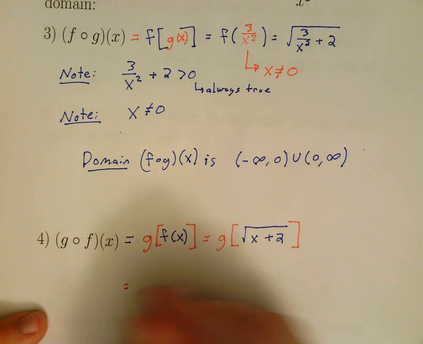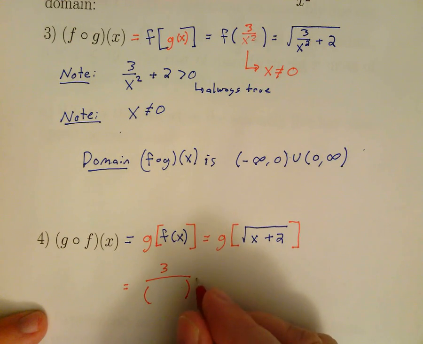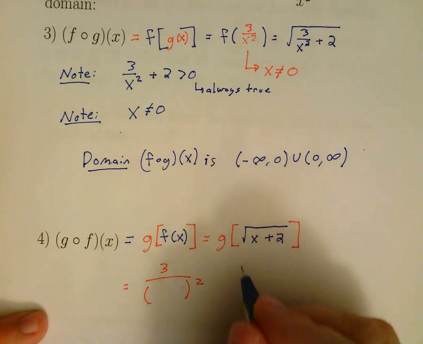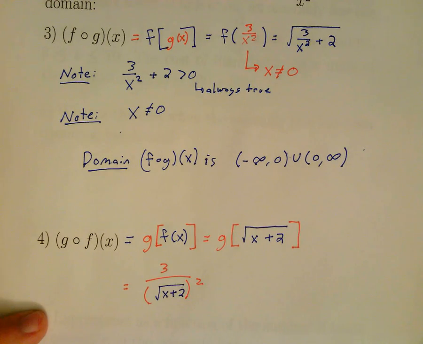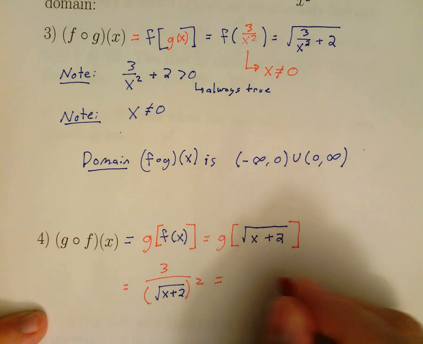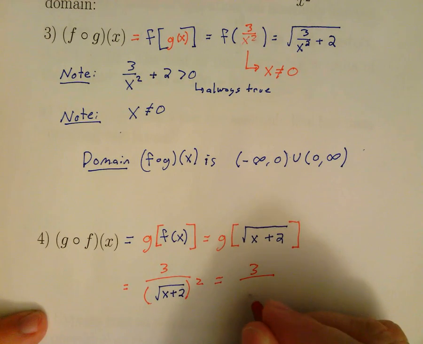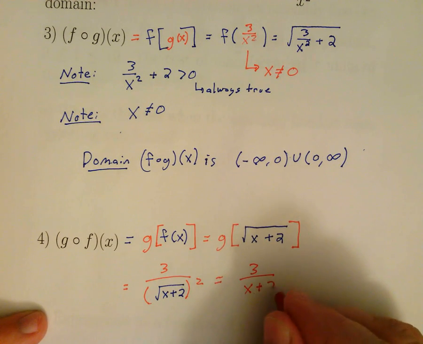So that's going to equal 3 divided by something squared, whatever I put in there, and that something is going to be dictated by the square root of x plus 2. So this whole thing should simplify down to 3 divided by x plus 2, since the square and the square root cancel each other out.